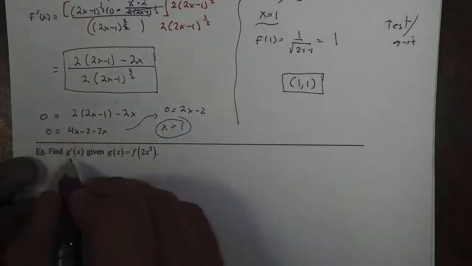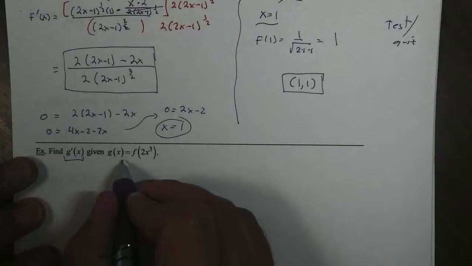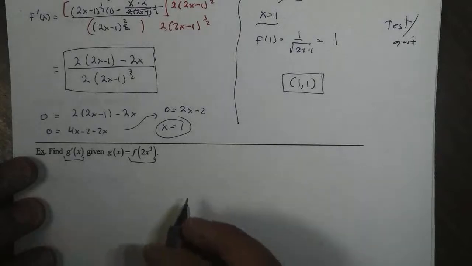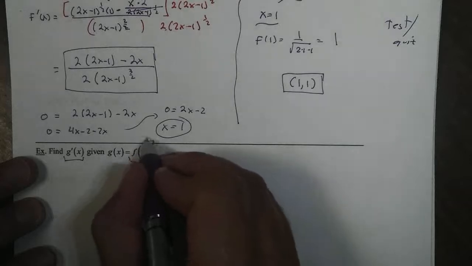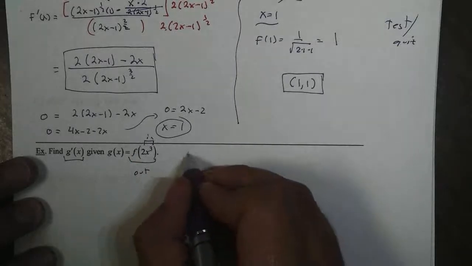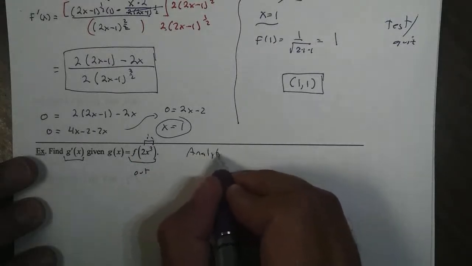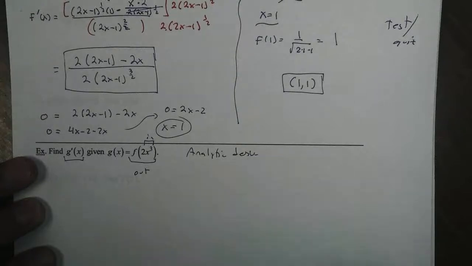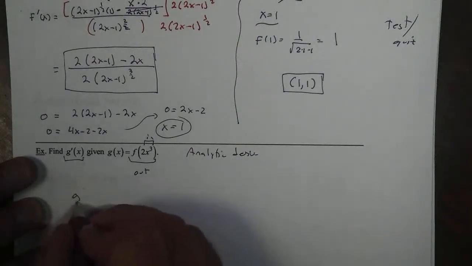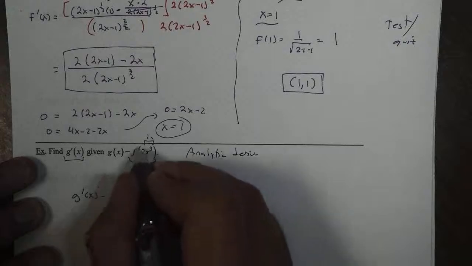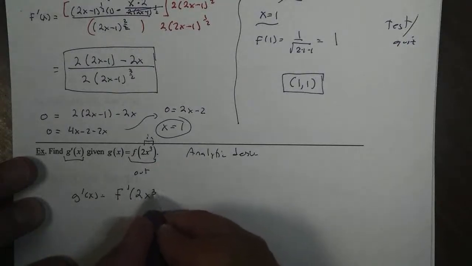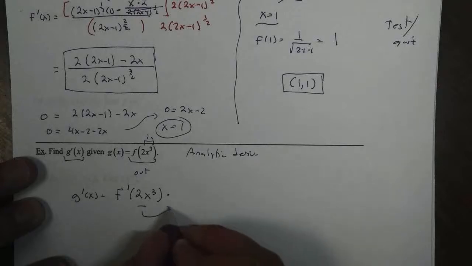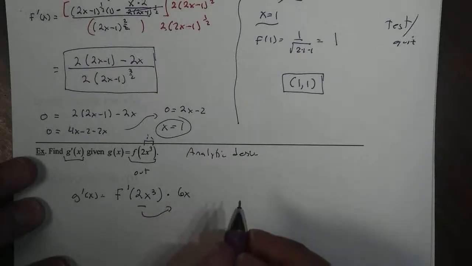Alright, this is not that bad to do. Find g prime of x, given g of x is this. This is a composite function. Notice we have an outside, which is f of x, and we have this inside function. Again, this is kind of like our analytic limits, derivatives from yesterday. So if I want to find g prime of x, I'm going to take the derivative of the outside, which is going to be f prime 2x cubed, multiply that by the derivative of the inside, 6x.